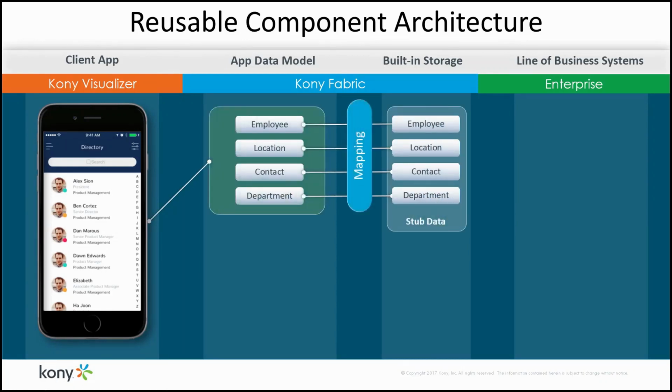In the case of this directory component, this includes an app data model that comprises employee directory tables. In this case, the app data model is mapped to Kony Fabric built-in storage objects. We will learn in a later tutorial how we can remap the virtual app data model to a different business system.